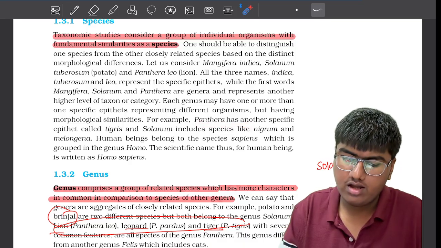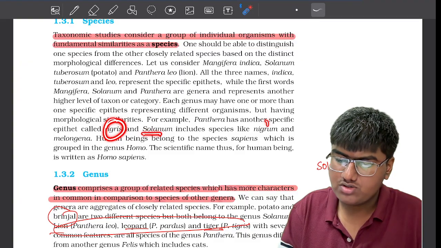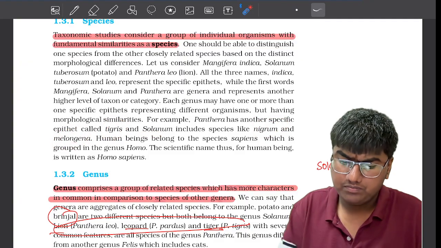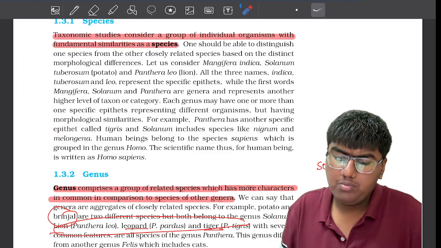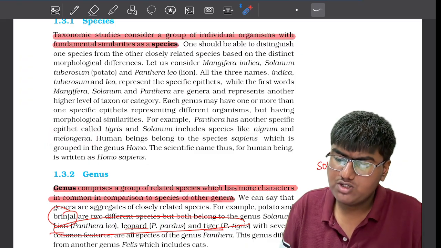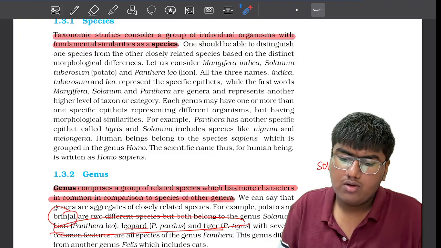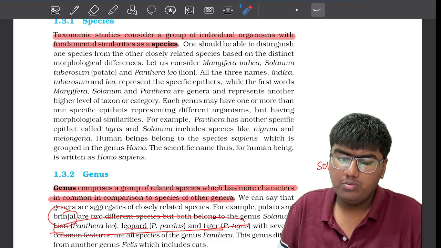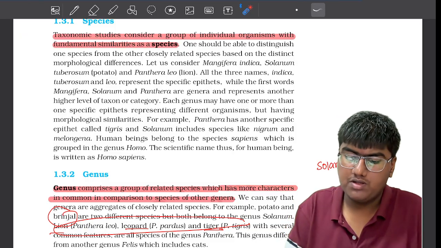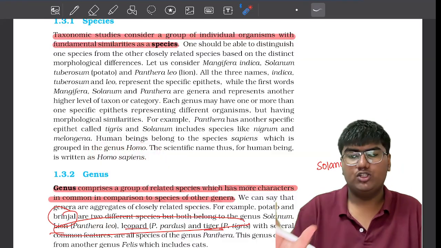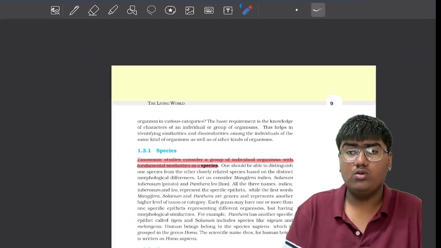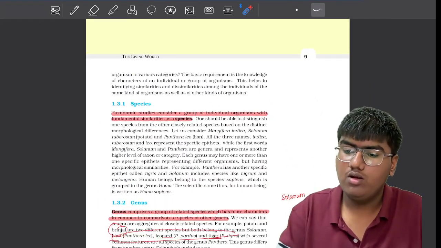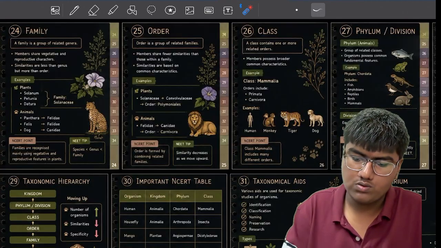For example, Panthera has tigris, Solanum has nigrum, and melongena. Human beings belong to species sapiens, which is grouped into genus Homo. The scientific name, thus, for human beings is written as Homo sapiens. Sapiens is genus, Homo is genus. Sorry, sapiens is species. Now let's see it in the notes also.